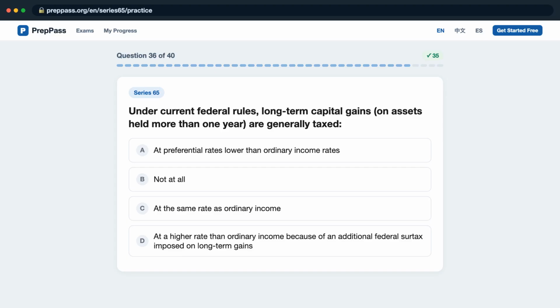Question 36. Under current federal rules, long-term capital gains, on assets held more than 1 year, are generally taxed. Is it A, at preferential rates lower than ordinary income rates? B, not at all? C, at the same rate as ordinary income? D, at a higher rate than ordinary income because of an additional federal surtax imposed on long-term gains?